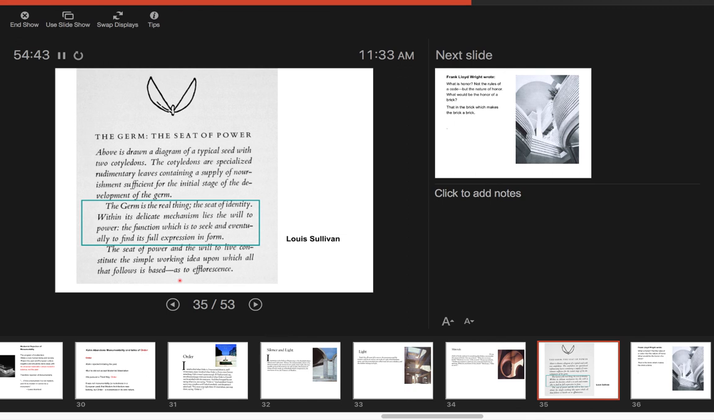Louis Sullivan, in his last book, has this in the fourth piece of the book. The germ is the real thing, the seed of identity. By germ, he means take a seed, take a peanut, and open it. These are the catalysts. They're going to provide the food to get the shoot going until photosynthesis kicks in. But now here is the germ. This is the real thing. This is the thing that's going to grow. The germ is the real thing, the seed of right here.